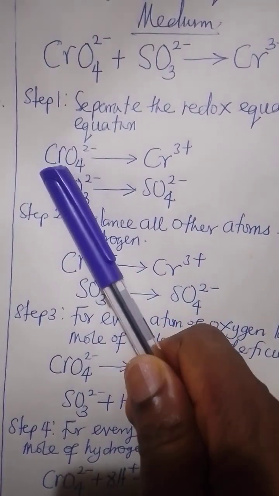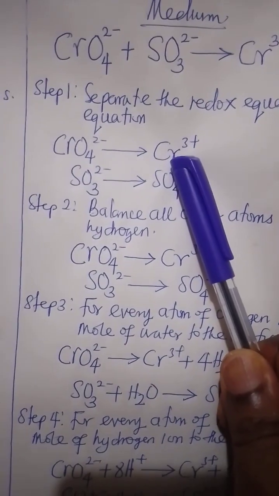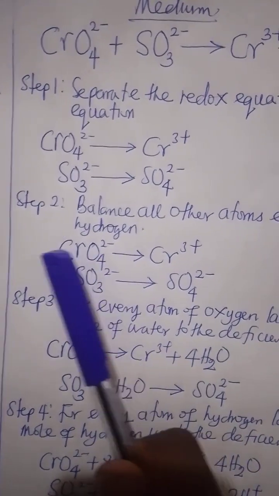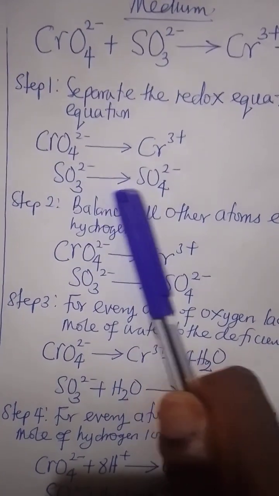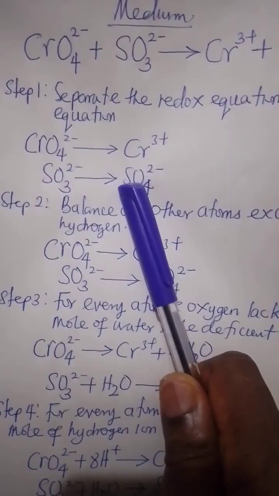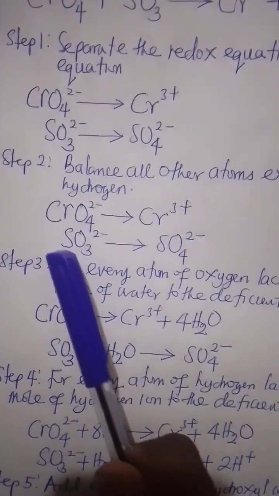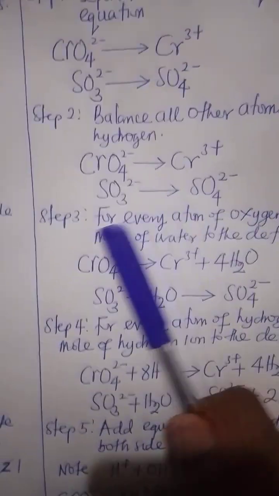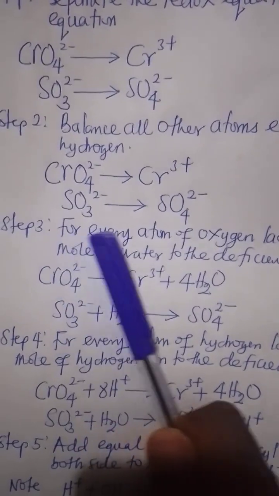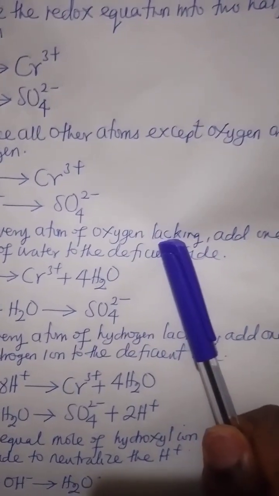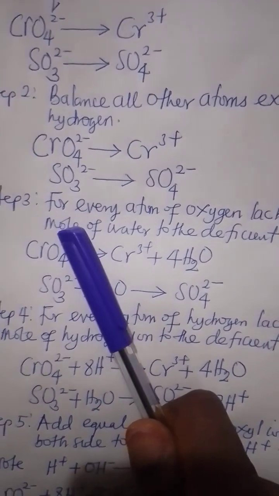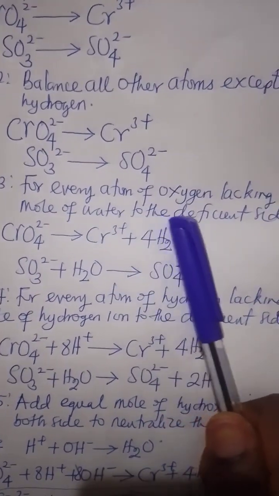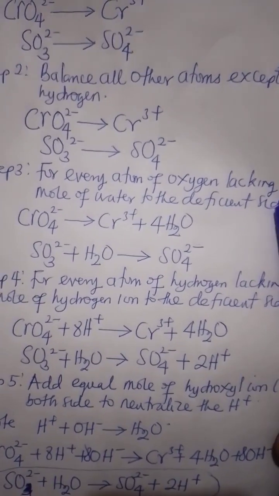Here we have one atom of chromium, one atom of chromium. So it's balanced. We write it out. Here we have one atom of sulfur, one atom of sulfur. So it's balanced. We write it out. Step number 3 now. For every atom of oxygen lacking, add 1 mole of water to the deficient side.